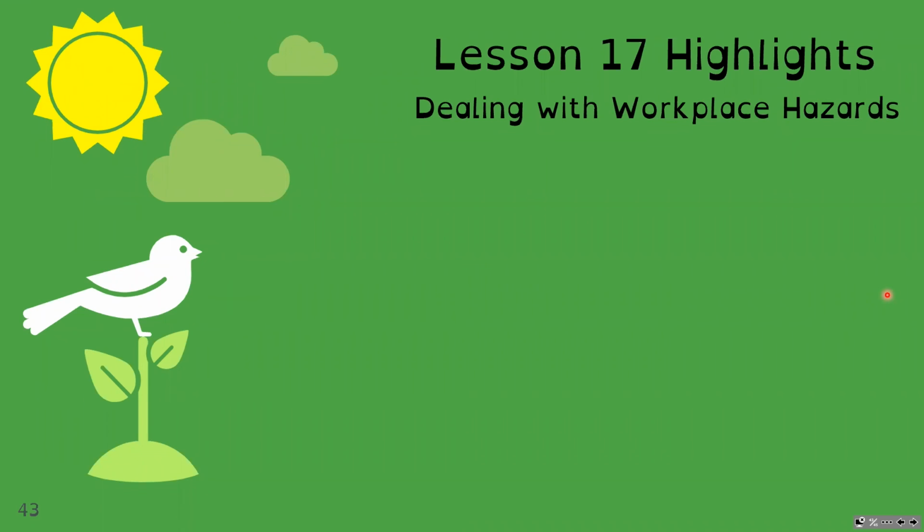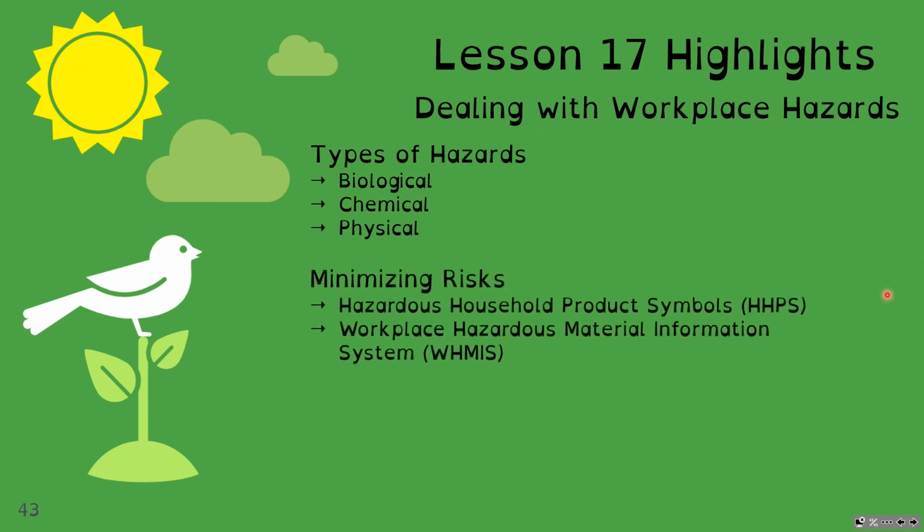Okay, so let's consolidate what we have learned today. So lesson 17, the highlights dealing with workplace hazards. So we talked about the biological, chemical, and physical types of hazards, so things to be aware of no matter where you are working. And we talked about how to minimize the risks, particularly understanding the labeling systems that are on all sorts of hazards, and respecting them. So not only seeing, oh, look, there's a hazard symbol, but knowing what it means and respecting them and acting accordingly to be safe. So these was the hazardous household product symbols, where there were 4: flammable, explosive, corrosive, and poison.